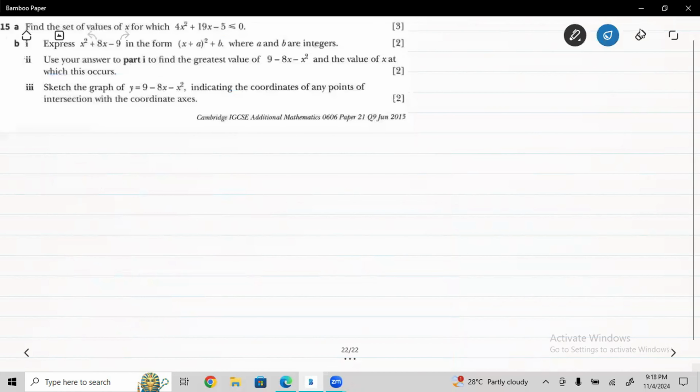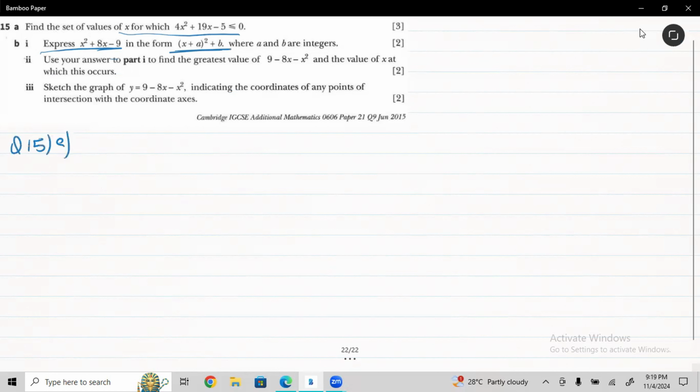Okay, so question number 15, we have something similar. Find a set of values of x for which 4x squared plus 19x minus 15 is less than or equal to 0. So the first part is to express this equation in squared form. We have done this, sorry, we forgot the first part. For question 15, part A, they're just asking us to find a set of values for x for which it is less than or equal to 0.